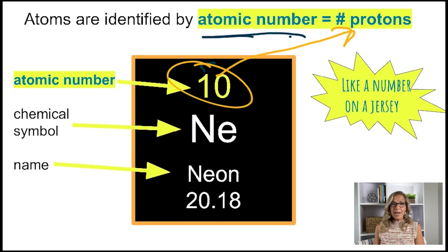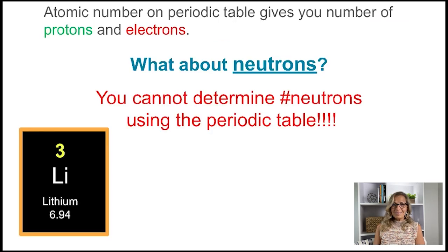It's how we identify elements, by their protons, not neutrons, not electrons. Can you find the number of neutrons from your periodic table?